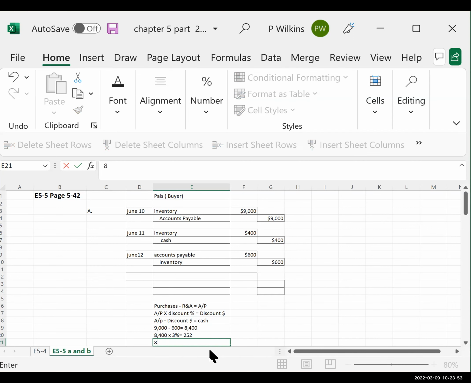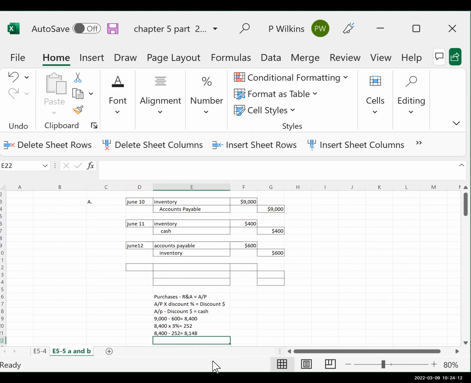So we're going to take that accounts payable number of $8,400, minus the discount dollar amount of $252, which is going to give us the cash amount that we have to pay, which is $8,148. Okay, so now we have all of our numbers that we need.